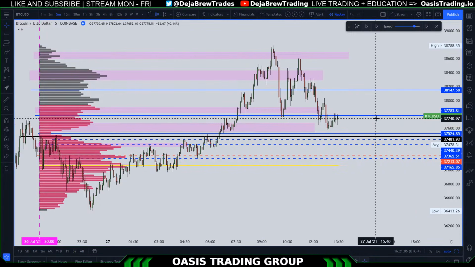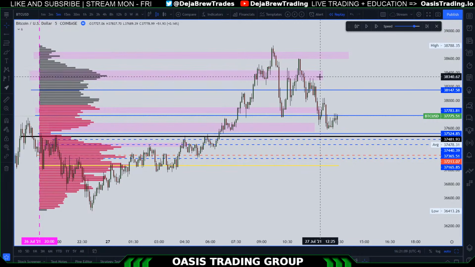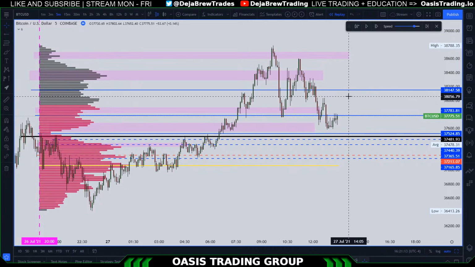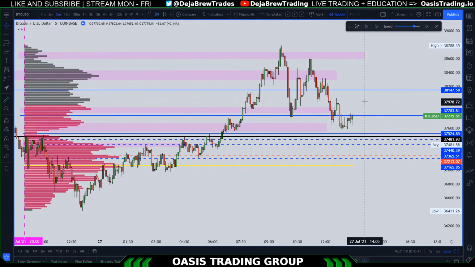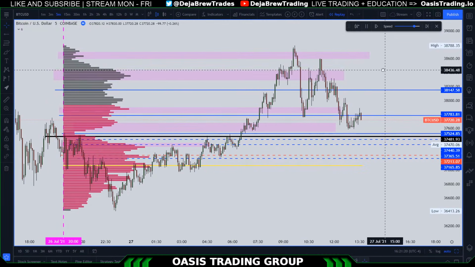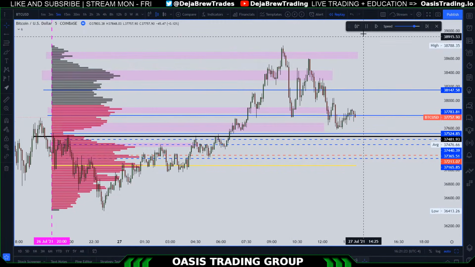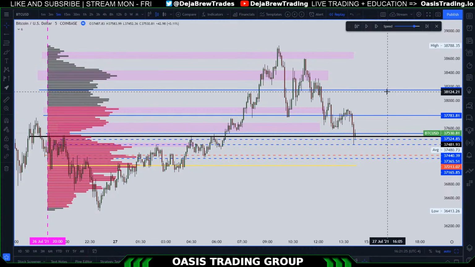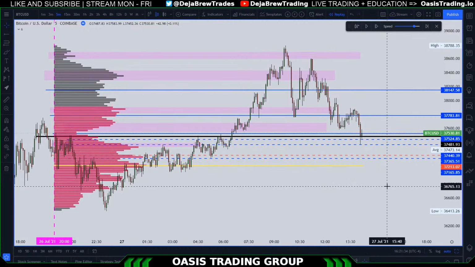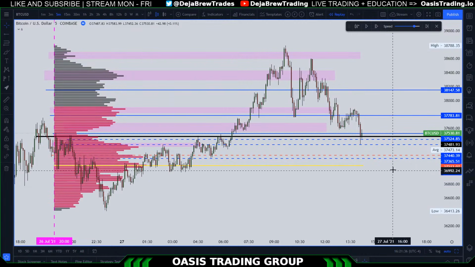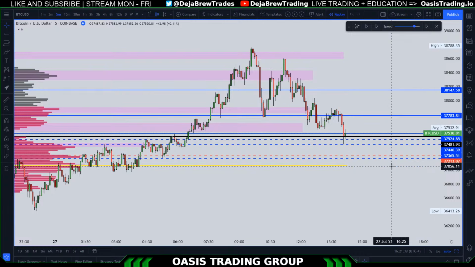Nothing crazy happening right now. It's just all of our levels that we've already drawn out. You're getting small reactions on each one of these levels. Nothing too important. Okay, so this is the first major retest of our initial value area high. Okay, so if we wanted to, we could long this here.